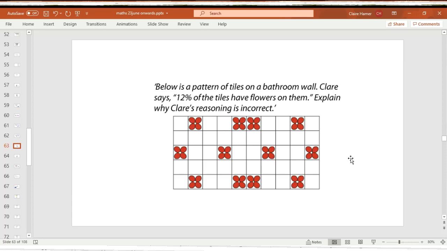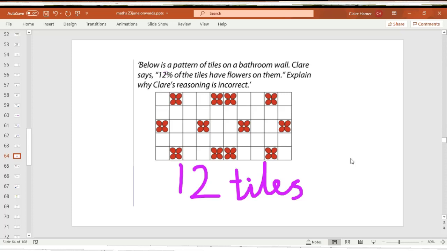Right. So, I'm guessing that Claire did... Okay, I can see there's 12 red tiles. So, she's just literally put a percentage sign after it and put 12%. That's a common mistake that happens in school. She's wrong because I cannot see 100 tiles in this picture altogether.